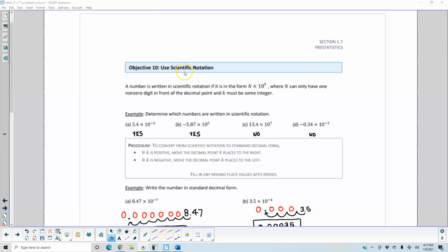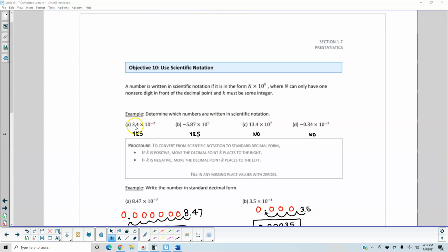Objective 10. Use scientific notation. A number is written in scientific notation if it is in the form of n times 10 to the k, where n can only have one non-zero digit in front of the decimal point and k must be some integer. We want to determine which numbers are written in scientific notation.